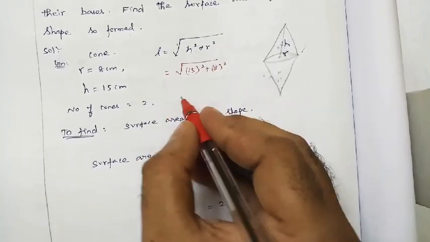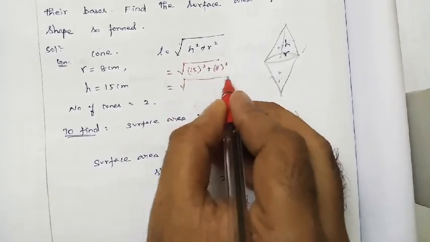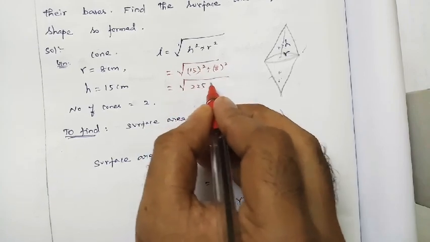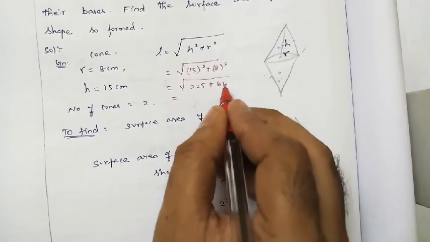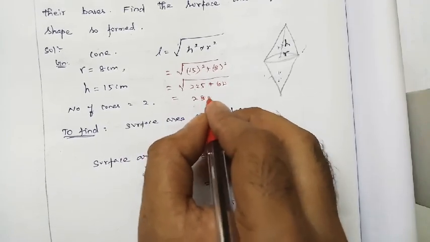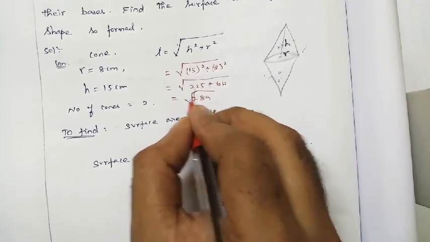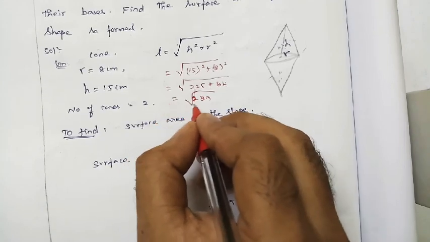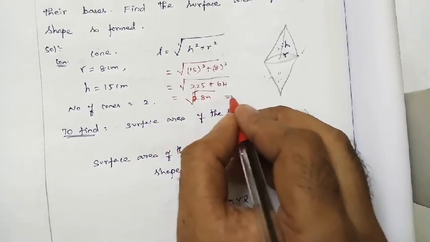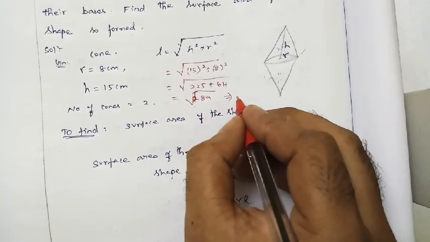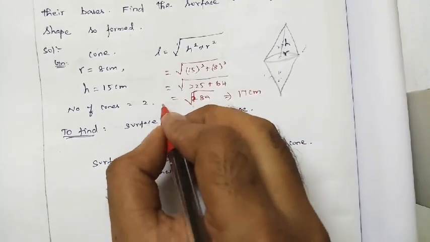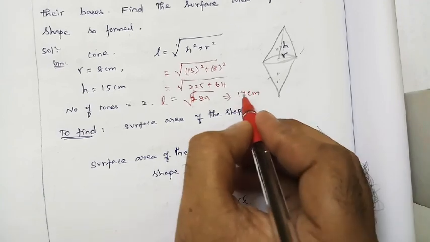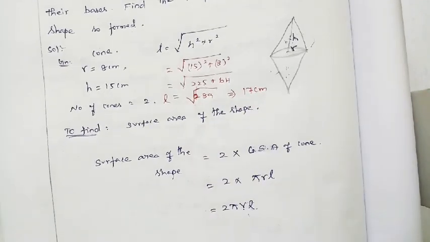15 square plus 8 square is equal to the square root of 15 square, which is 225, and 8 square is 8 8s are 64. 225 plus 64, 289. Square root of 289. So L is equal to the square root of 289. The square root of 289 is nothing but 17 centimeter, right? Therefore, L is equal to 17 centimeter. Now we know the L also.